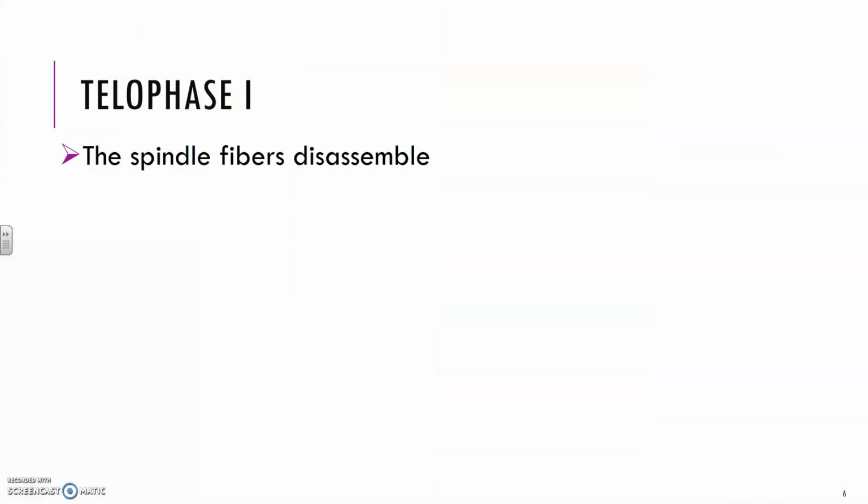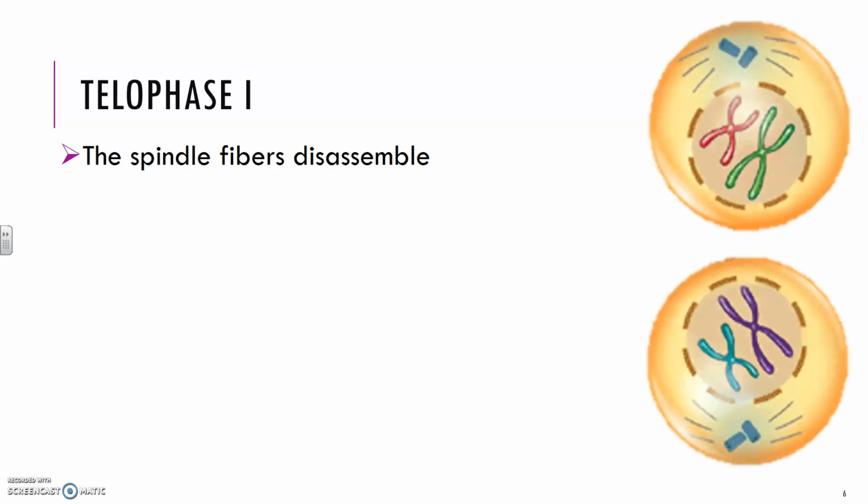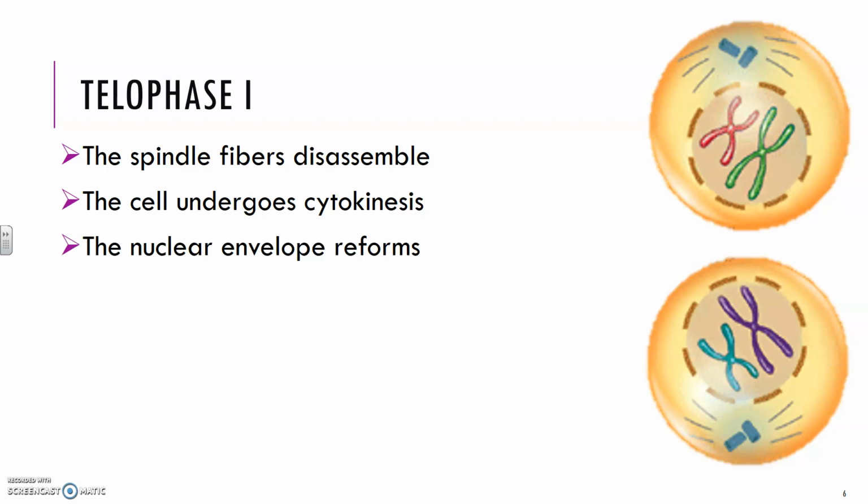At this point, we're going to go into telophase 1, which also contains cytokinesis. The spindle fibers start to disassemble, because they have gone through that first round of division. So they're kind of happy with what they've done now. The cell membranes start to reform, and the cell undergoes cytokinesis.